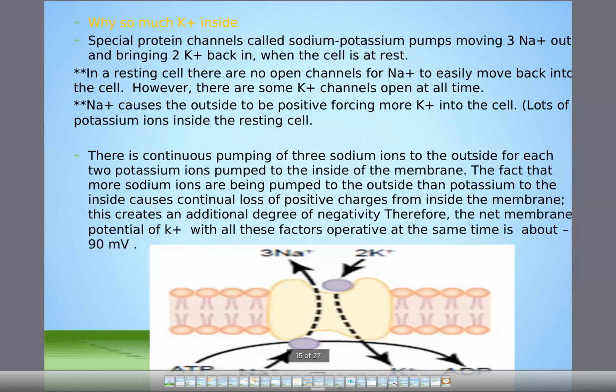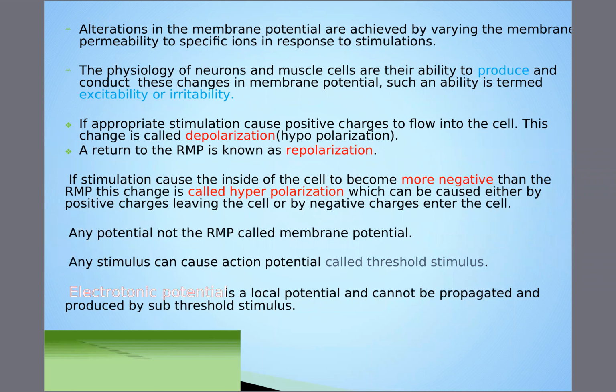Next slide. Alterations in the membrane potential are achieved by variation of the membrane permeability to a specific ion in response to stimulation. The physiology of neurons and muscle is their ability to produce and conduct changes in the membrane potential. Such an ability is termed excitability or irritability.